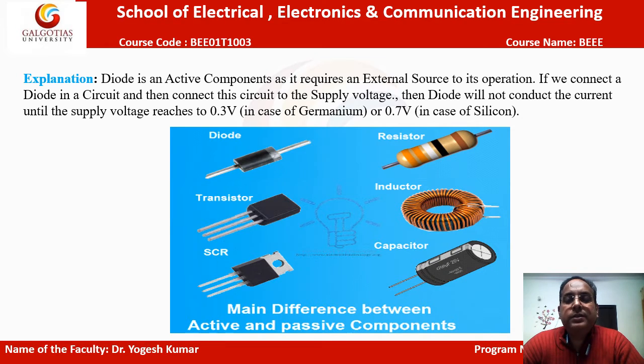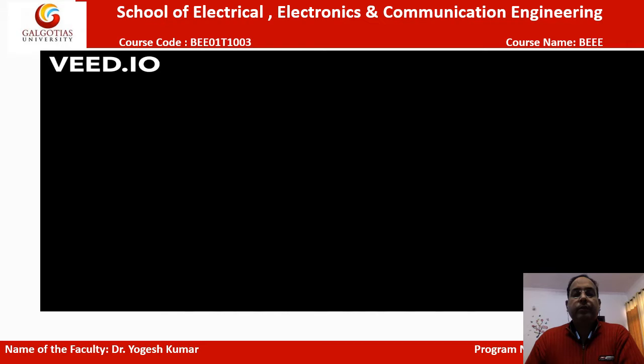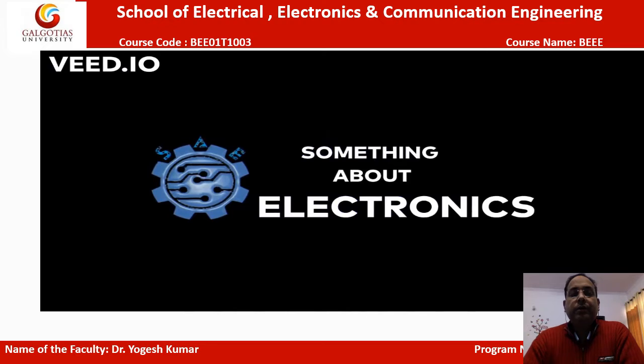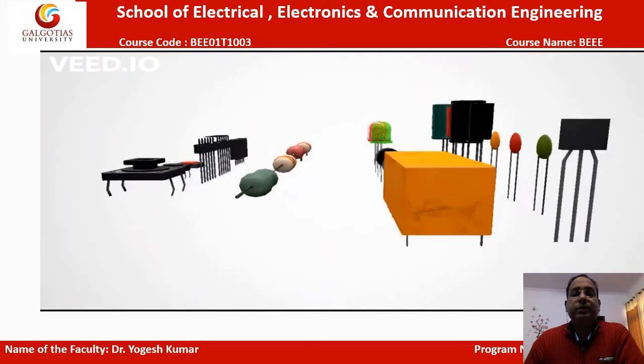Now here you can see some photos of the active components and passive components. I already told you that active components come in the category of the diode, transistor, SCR, silicon controlled rectifier, and the passive components are resistor, inductor, and capacitor. Here is a very short video that gives a brief idea about the active and passive components as well as some other components that work in an electronic circuit. Let's have a look.